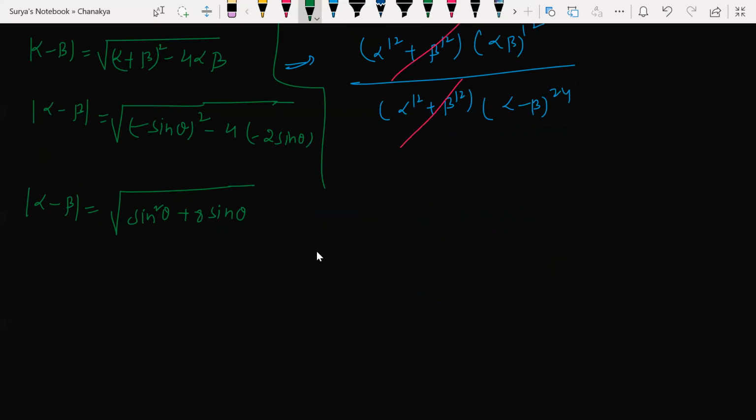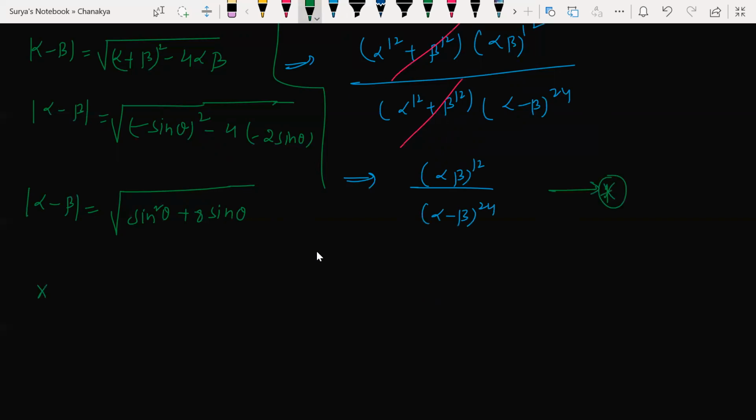So now here what I am left with is alpha beta whole to the power of 12 divided by alpha minus beta to the power of 24. Correct? So these are the things I am left with here. Now let us take this as the star equation.